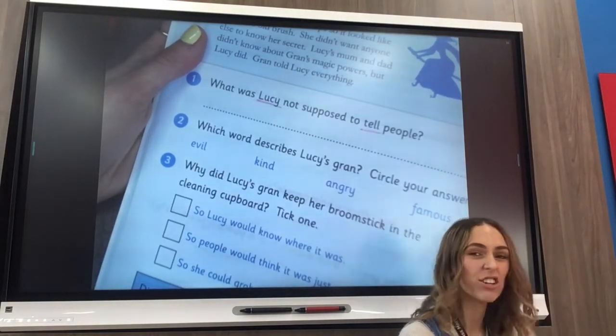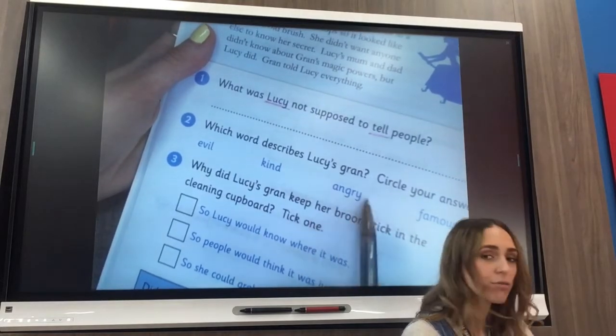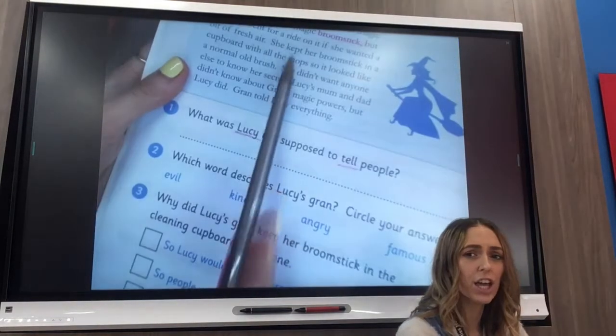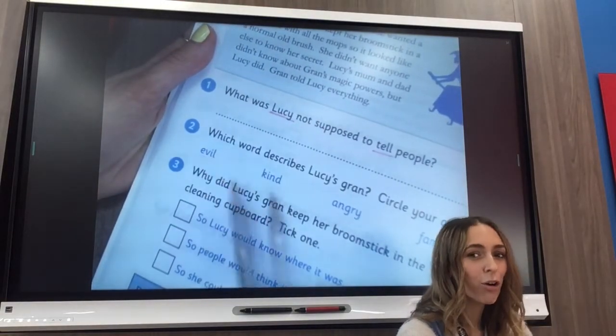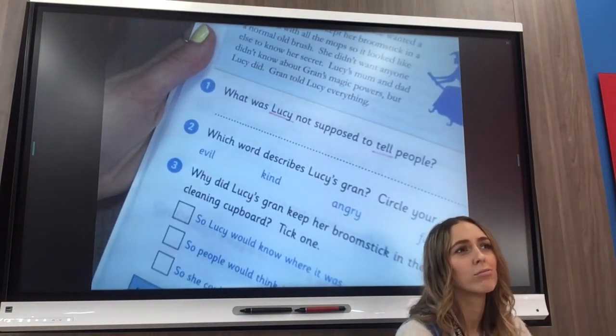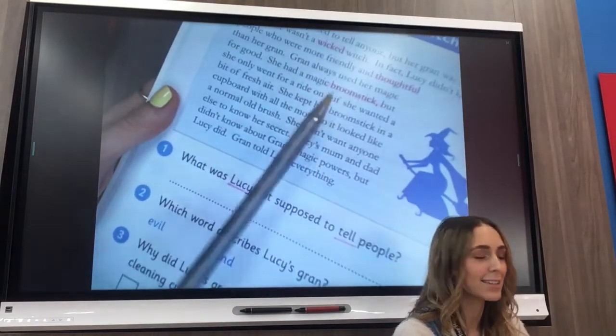No, I'm not sure that her gran's famous. I don't think that's the right adjective. And I don't recall from the text that her gran is angry either. Is she evil or is she kind? What made her different from other witches? Have a look at your text for the answer.